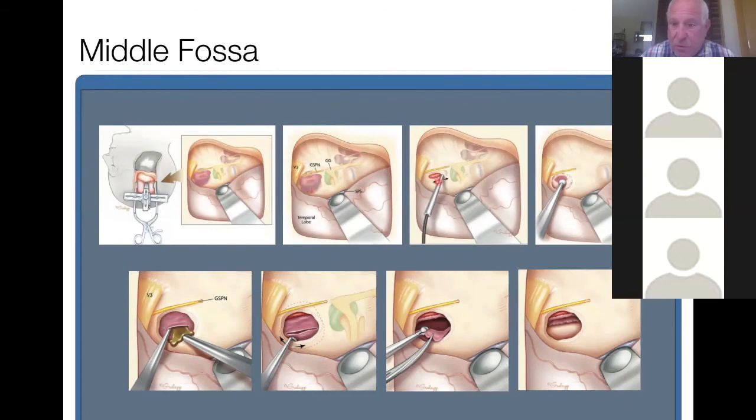Unroofing it, we'll get into the cyst, open it up, and drain it. But the most important thing is we need to remove the wall of the cyst. And again, you have to be very careful because in the zone between the carotid artery and the cyst itself, you can have absence of bone. And if you're aggressive, you can injure the carotid artery here, which would potentially create a stroke.